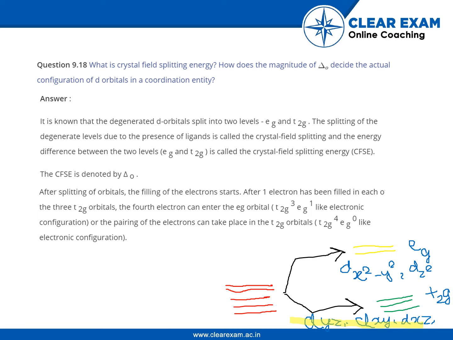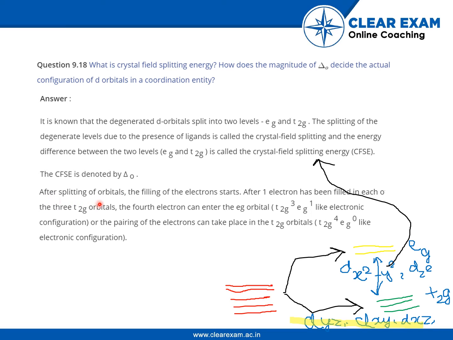And what happens is that there is an energy difference between these two, as you can easily see. What is this energy difference? This energy difference is known as crystal field splitting energy. The difference between the energies of Eg and T2g is known as delta naught, which is the crystal field splitting energy. So it is denoted by delta naught.